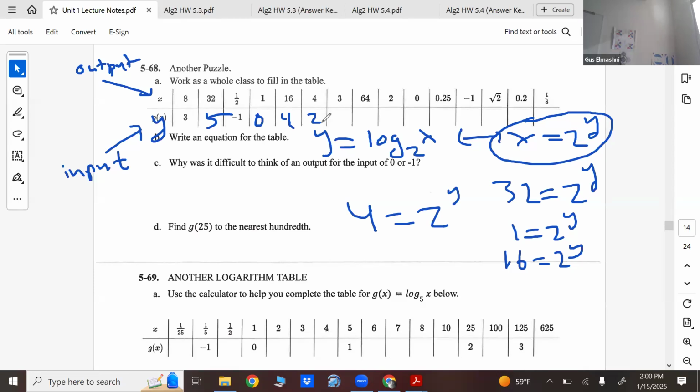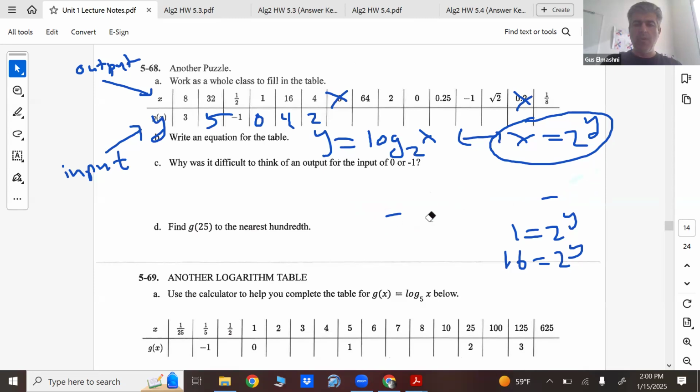3 is a weird one. Let's just cross that one off for now. And let's cross off 0.2 as well. Okay, for 64, let me clear some space here. What if 2 to the y equals 64? 6, yeah, totally 100%. 2 to what power equals 2? 1.